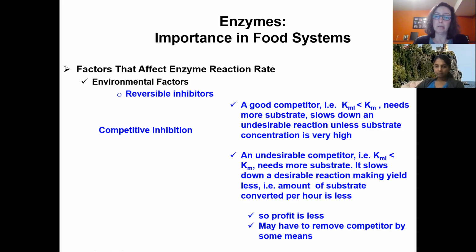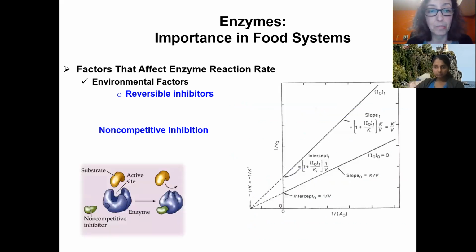Then you end up with fewer products converted or produced per hour. Therefore, you are forced to do something to remove the competitor by some means, or you want to increase the substrate concentration, basically.